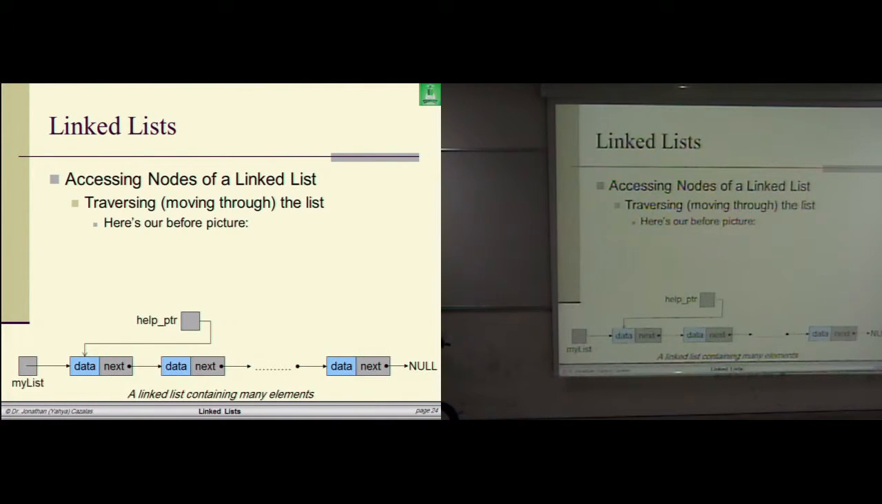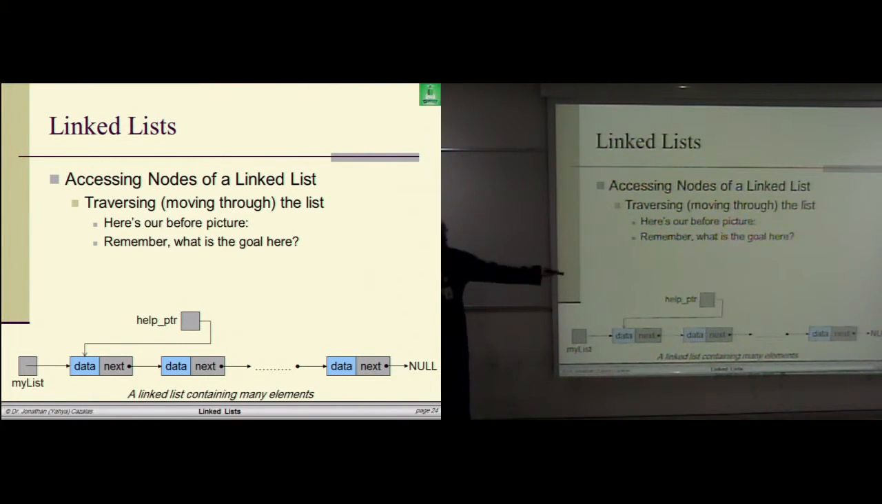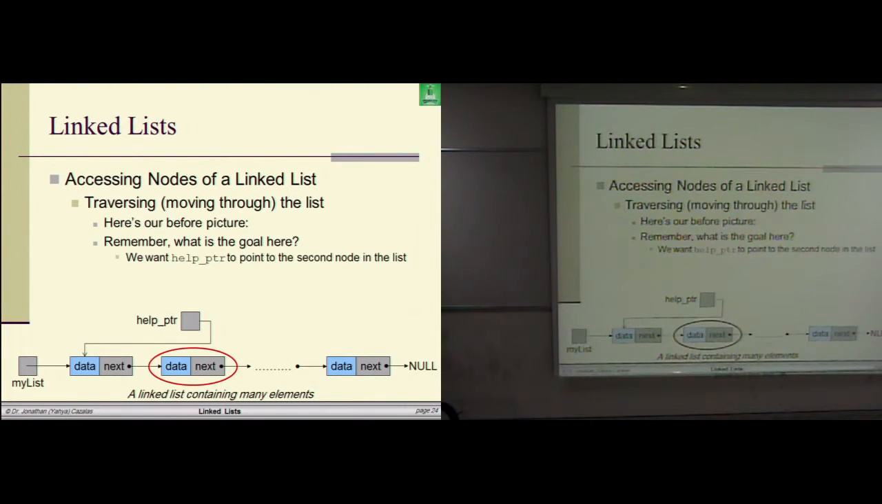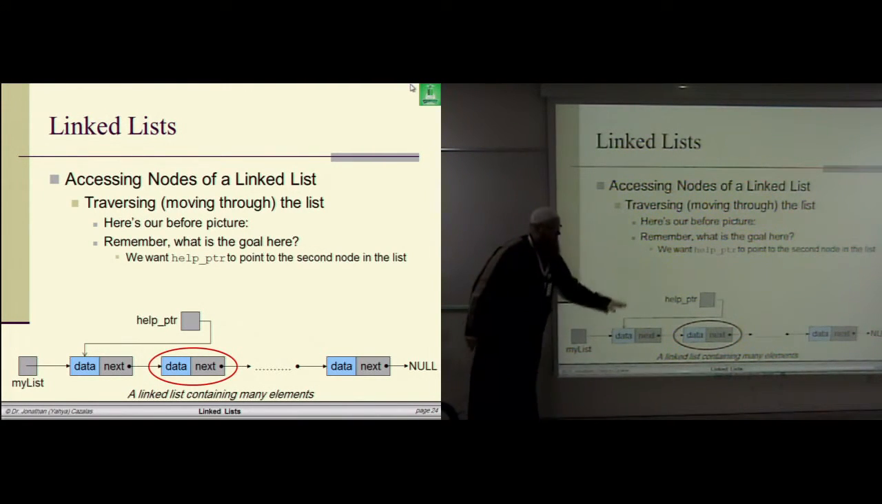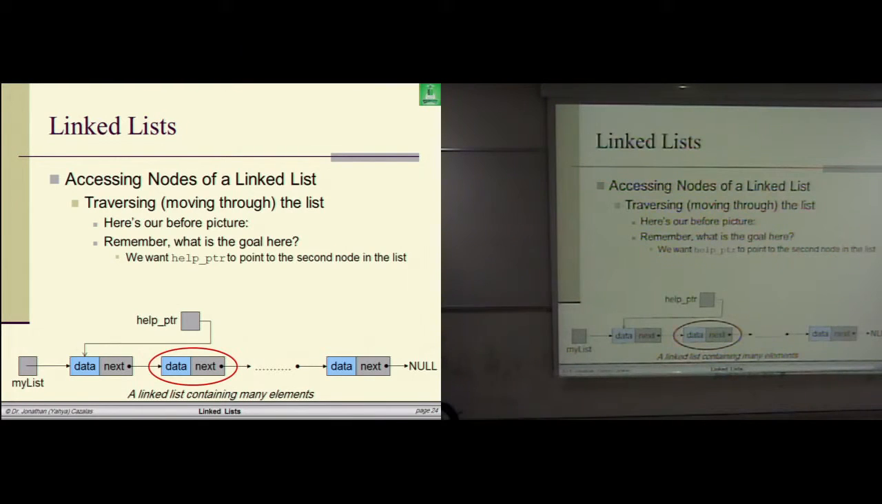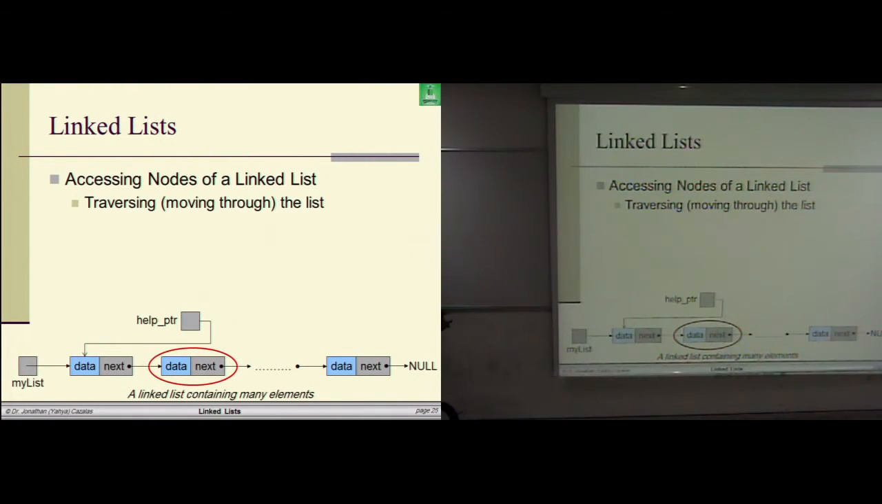So here's our before picture. Yes? And what is the goal? We want help pointer to point to the second node. Okay? We want help pointer to point to that second node. So I just gave you the example with Khalid and Baha. Now I give the example with node 1, node 2. We want help pointer to point to node number 2. The question is, how do we do that?